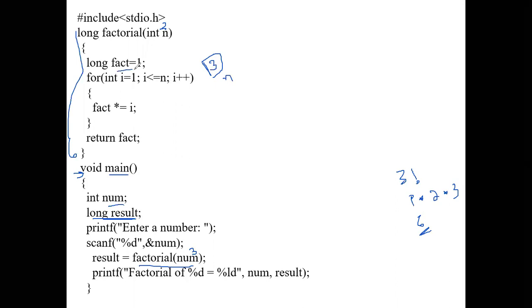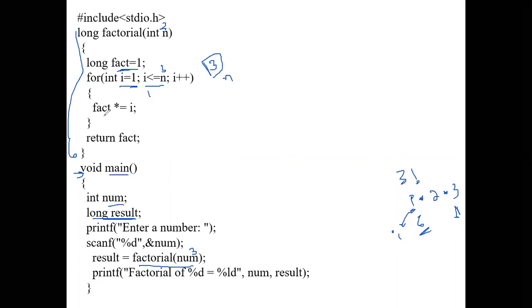Okay, we are declaring initially fact is equal to 1. The I value will start from 1. This is our I value, and it can take values less than or equal to n. So n is 3, so I can take the value up to 3. Initial I value is 1.